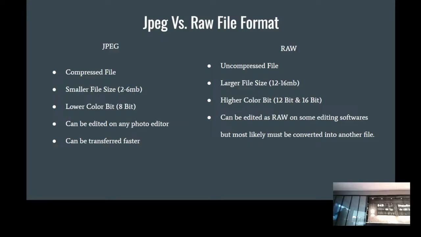But because we now have an uncompressed file with a larger file size, we have a much higher color bit rating, 12-bit to 16-bit, which means that now we have more things that we can edit and play with, and when we take our sliding tools and move through on something like Adobe Photoshop, we should see drastic changes in the color, the exposure, the compensation, because we have more information to play with than we did on the JPEGs.